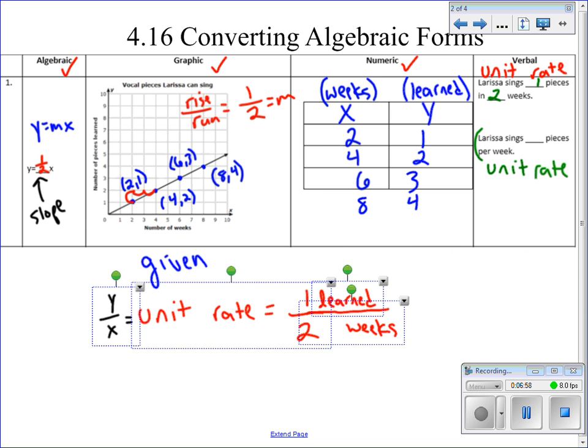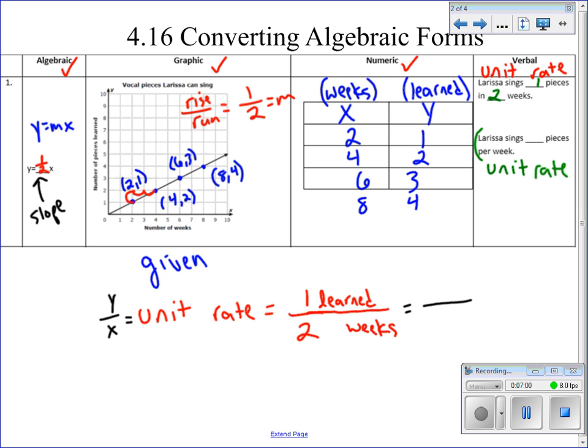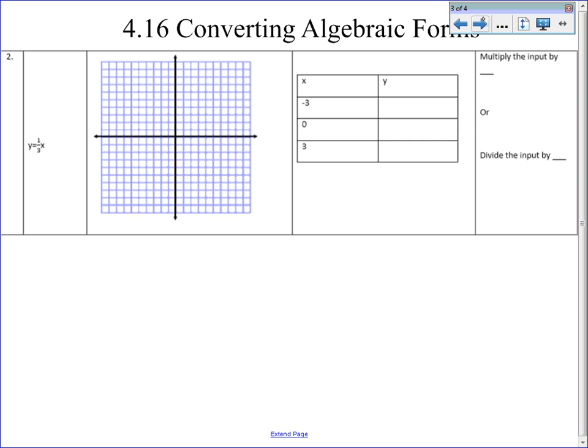So let's convert that to our unit rate, because what's special about unit rate is we have to have a 1 on the bottom. So that means we're going to divide both by 2. When we take 1 and divide it by 2, we're going to get 0.5 pieces learned per week. So 0.5 has got to go in here. Don't get tricked like I did. So we were given 1 piece of information. We were able to convert it to 4 different pieces. Let's look at another example.